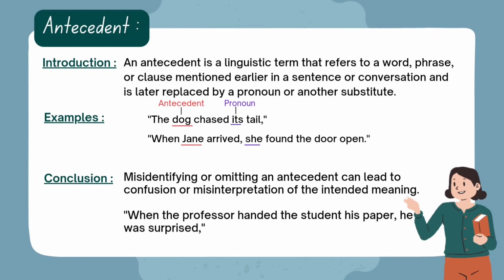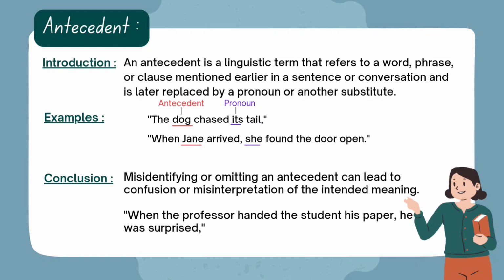When Jane arrived, she found the door open. Here Jane is a noun. She is referring to Jane. So she is the pronoun and Jane is the antecedent. In grammar, antecedents can be found in various forms including single words, phrases or entire clauses. So misidentifying or omitting an antecedent can lead to confusion or misinterpretation of the intended meaning.